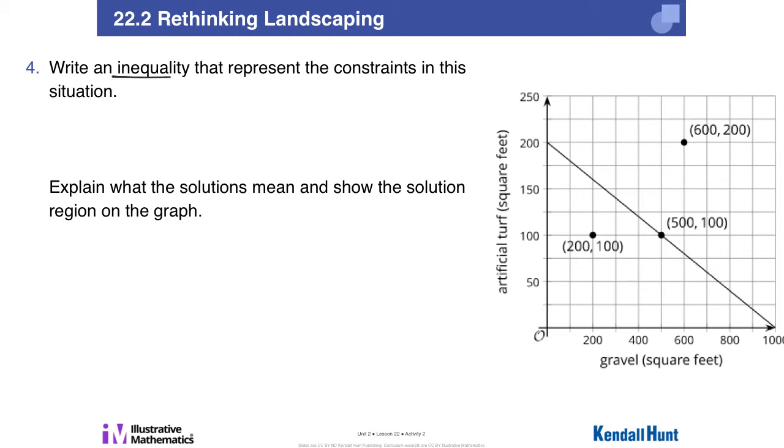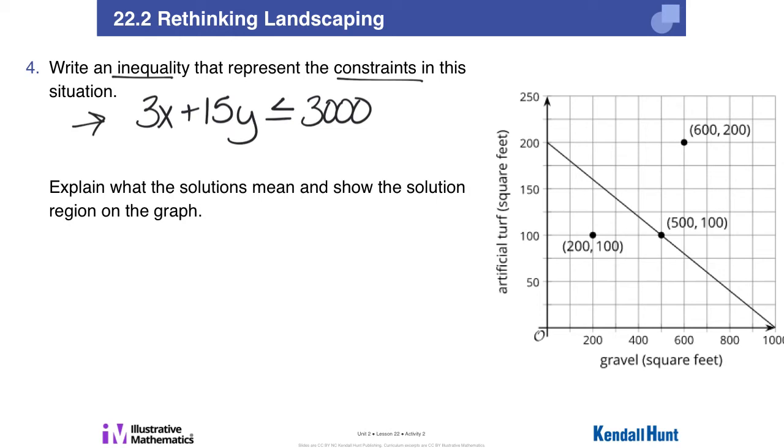So when looking at an inequality that represents the constraints, it was $3 per square foot of gravel, $15 per square foot of turf, and we had to meet the budget, so it had to be less than or equal to 3,000. So now we have that equation, but written as an inequality because we could not spend more than $3,000. The solutions to this inequality are any combination of gravel and turf that end up being below our $3,000 budget.